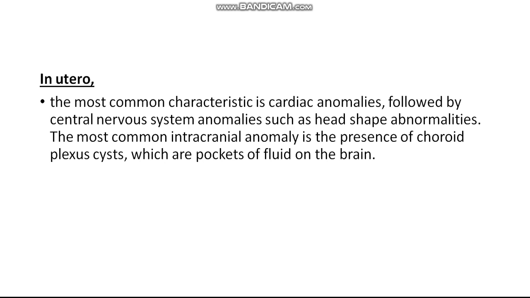Coming to the diagnosis, in utero, the most common characteristic is a baby found to have cardiac anomalies along with a CNS anomaly and the typical shape of the head. When a detailed USG is done, you can also see intracranial anomaly, choroid plexus cysts and pockets of fluid in the brain. So you can detect all these things on in utero USG. And when these features are found, the baby is supposed to have Edwards syndrome. Here you have cardiac anomalies and CNS anomalies in the brain like choroid plexus cyst with pockets of fluid in the brain.